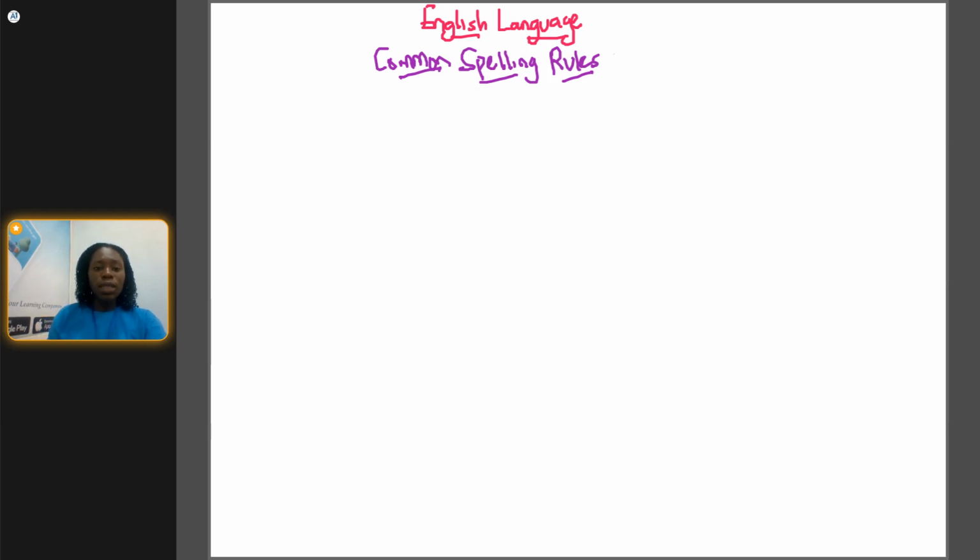So we started looking at common spelling rules, and the first one we looked at in the last class was the rule of I before E. Now we're going to continue, and we have rule number two, and rule number two is plural spelling changes.